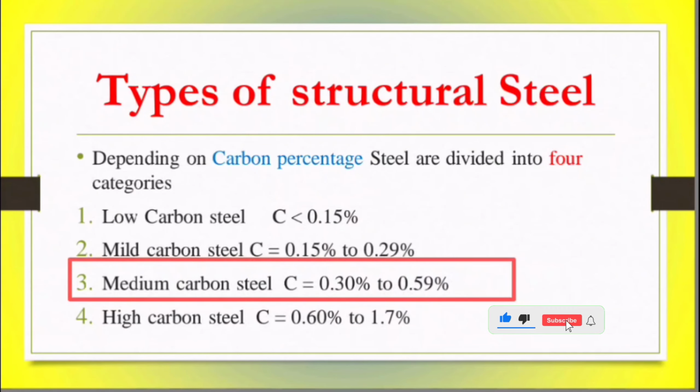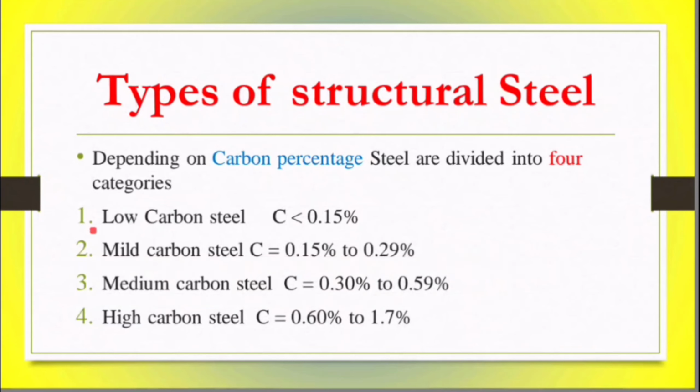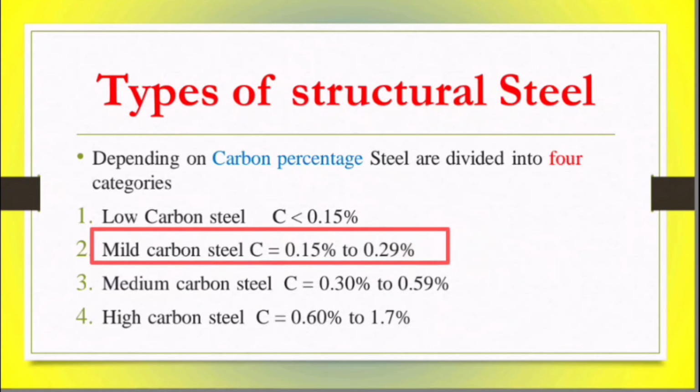High carbon steel is much harder and stronger, but it is brittle. It fails suddenly. It does not show any cracking. So the most used type of steel is mild carbon steel. Mild carbon steel provides proper breaking or fracture, showing cracking when it is failing. So it is ductile steel.